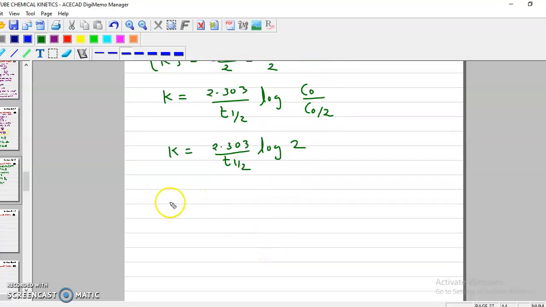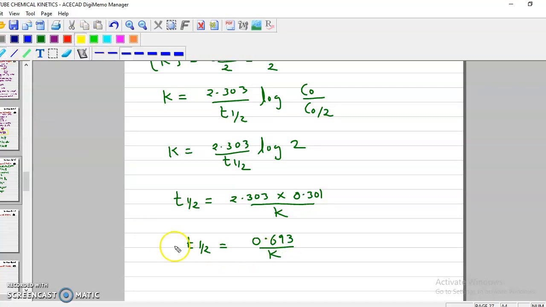Okay, therefore t half will be 2.303 into 0.301, that is log 2, upon k, and therefore we write t half is equal to 0.693 upon k. Okay, so this is also a formula used to find out half-life period for first order. So we got two formulas.